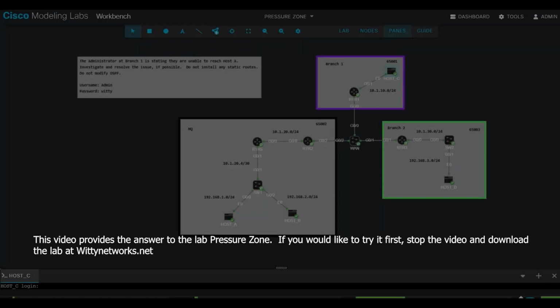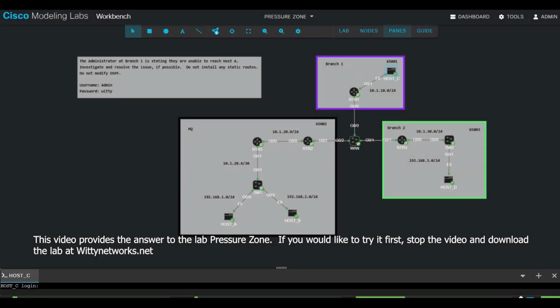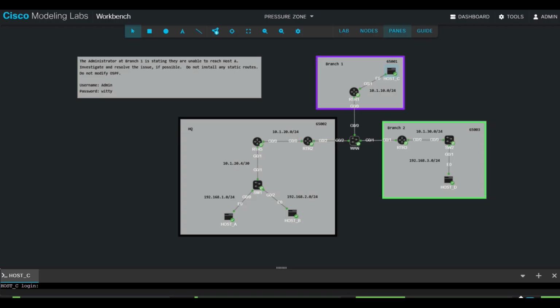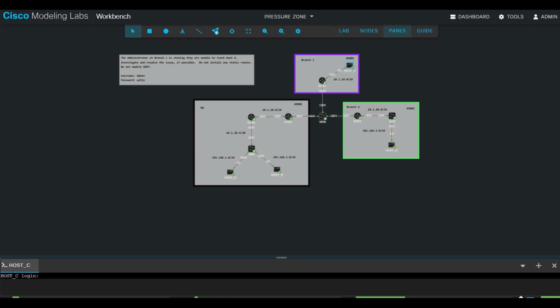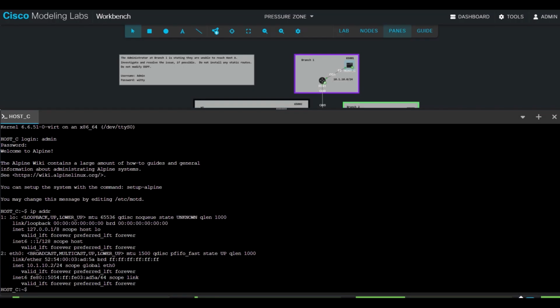The administrator at Branch 1 is stating that they are unable to reach host 1. Investigate and resolve the issue if possible. Do not install any static routes. Do not modify OSPF. Per the usual, troubleshooting starts by verifying the issue.